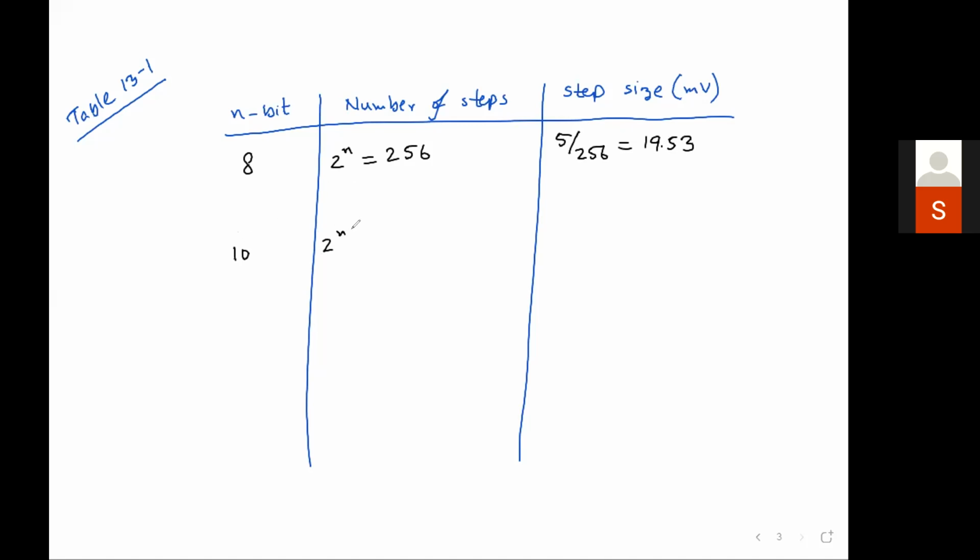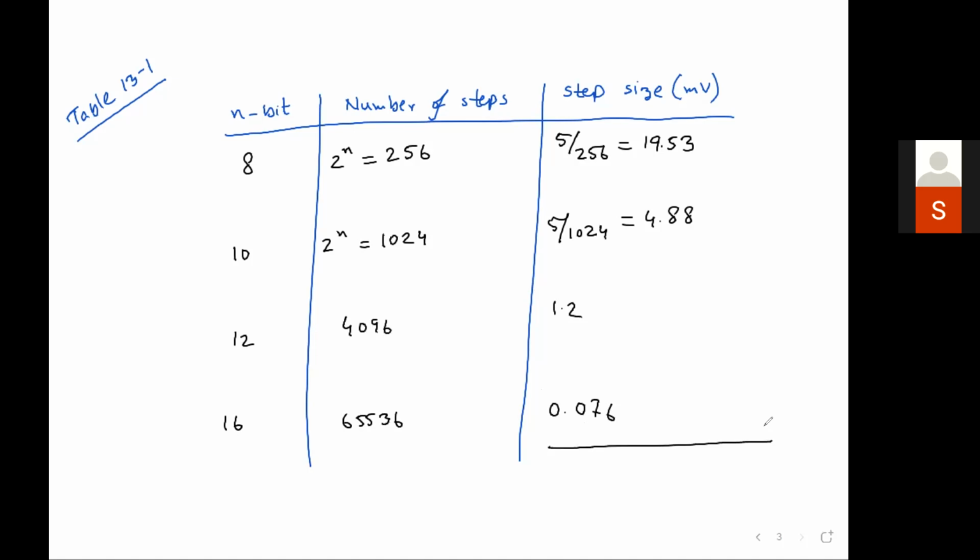Now let us increase the resolution to say 10-bit. Apply the same thing, 2 to the power n will give us 1024. The next process is still the same, 5 divided by 1024, and you will see that now this is capable of detecting change to as low as 4.88 millivolt. Similarly, if we keep on increasing to 12 or 16, which is there in your book, finally you will get 4096 and 65536. And the value of your step size will be 1.2, and this one will be very small, that is 0.076.